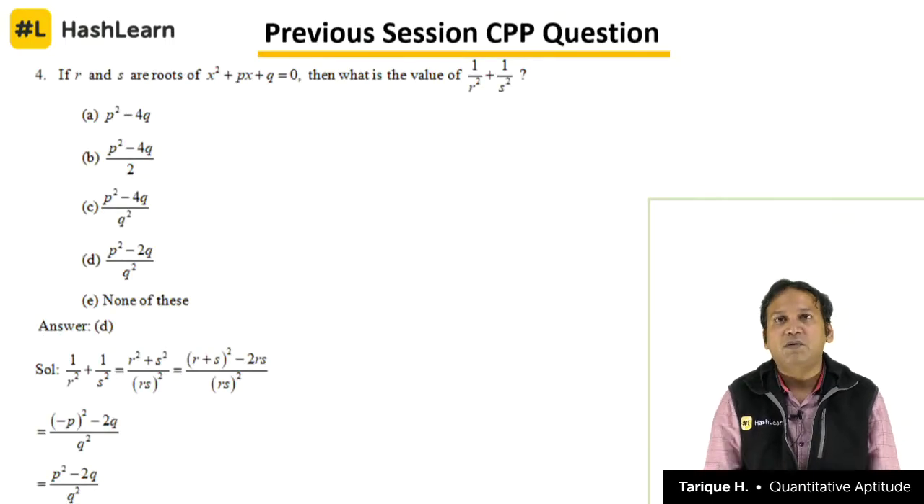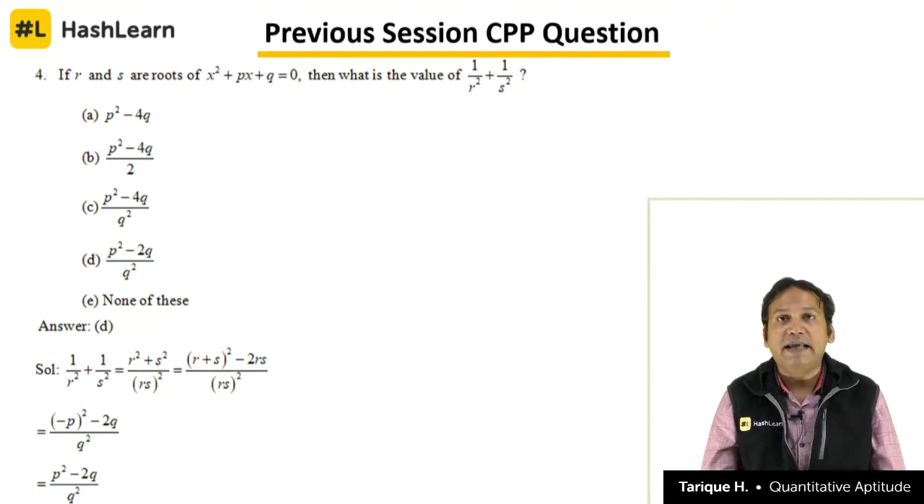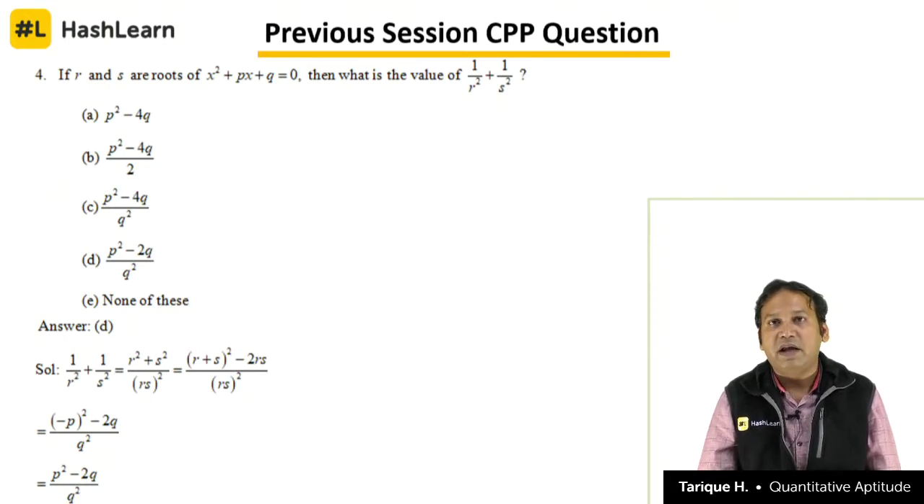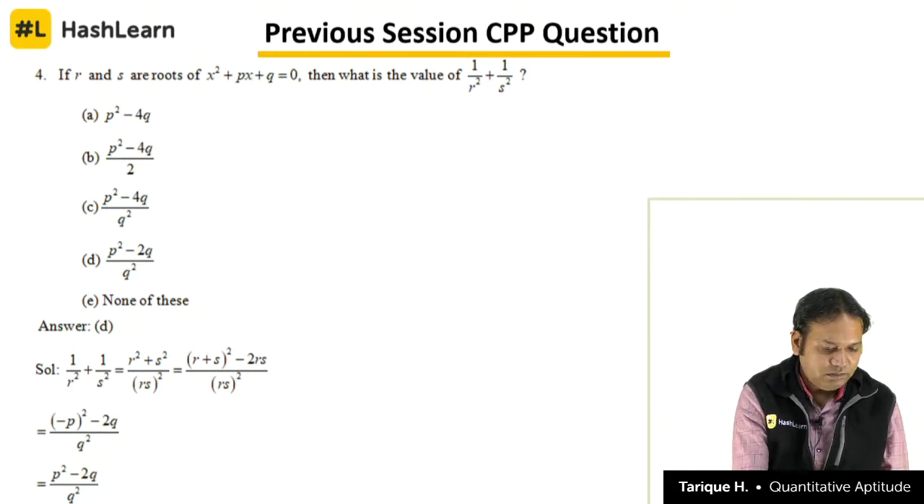But before that, as we always do, we will first discuss the problem from the previous CPP question, from the topic of quadratic equation, and here the question is on the screen. If r and s are roots of x square plus px plus q, what is the value of 1 by r square plus 1 by s square? The solution is done below here.